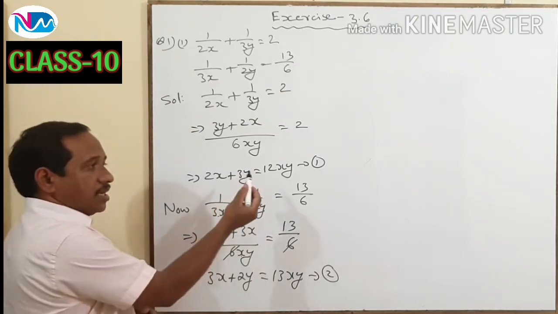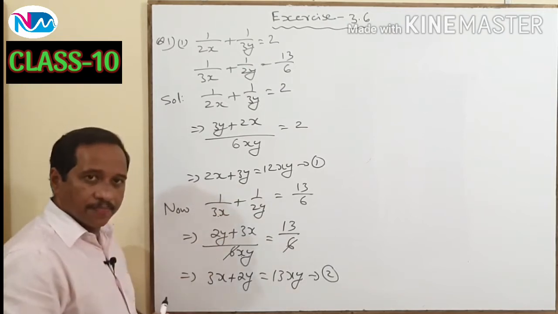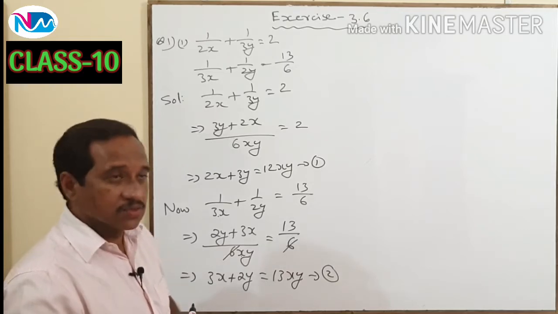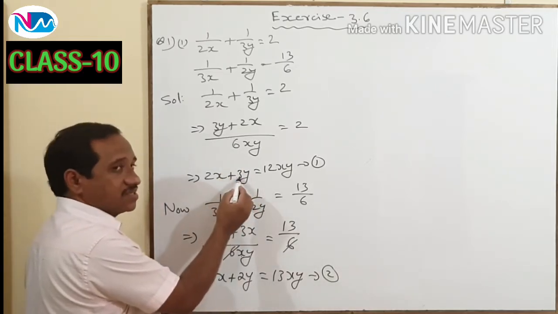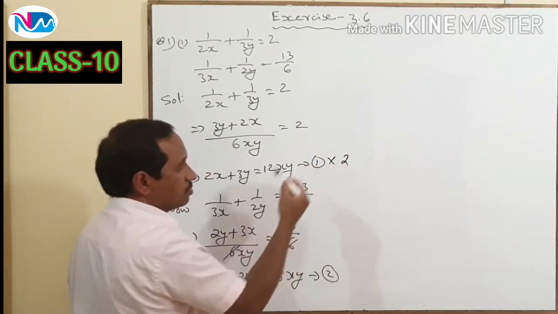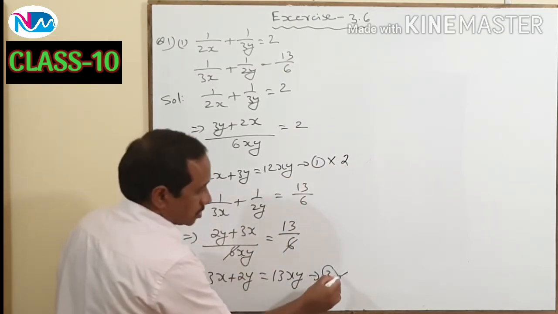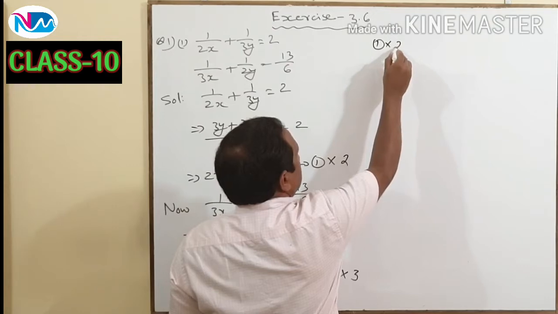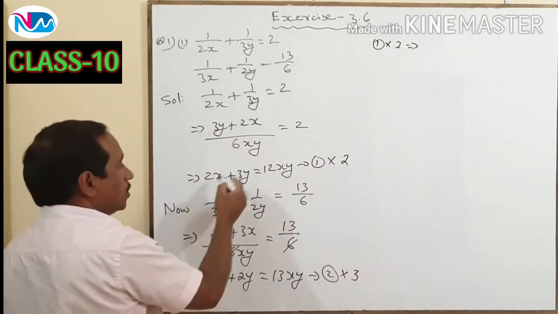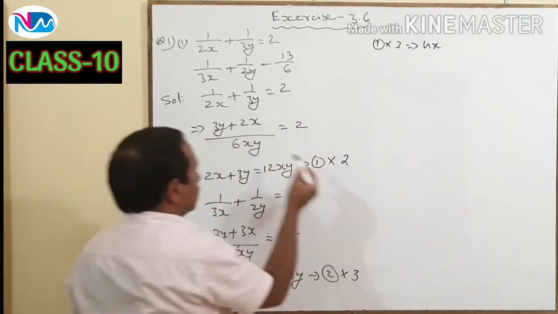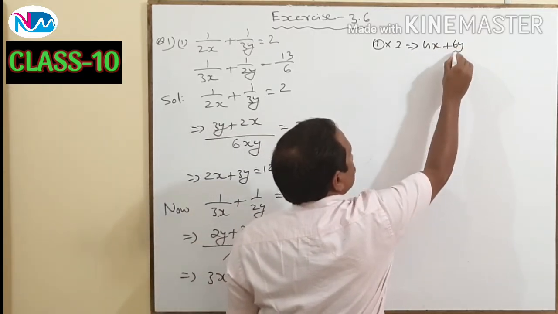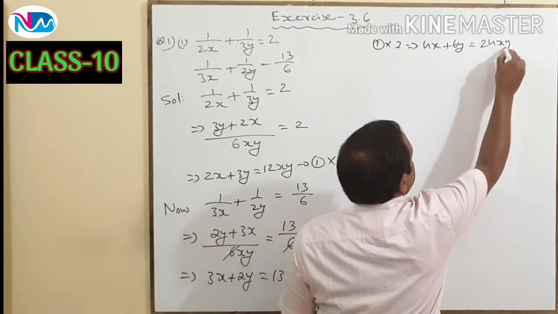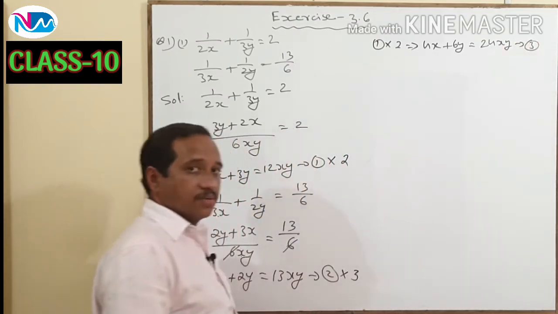In equation number 1 the coefficient of y is 3, and in equation number 2 the coefficient of y is 2. The LCM of 2 and 3 is 6. So, to make the coefficient of y equal to 6, I multiply equation number 1 by 2 and equation number 2 by 3. So, equation number 1 multiplied by 2 gives 2 into 2, 4x, 2 into 3y, that is plus 6y, is equal to 2 into 12, that is 24xy. I give this equation number 3.